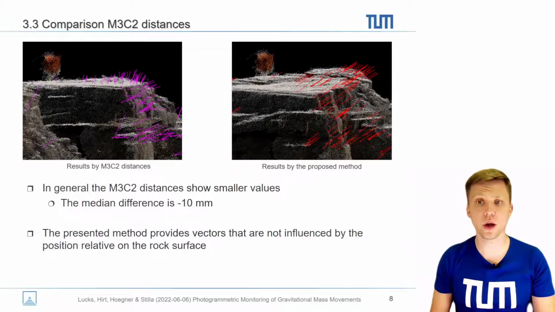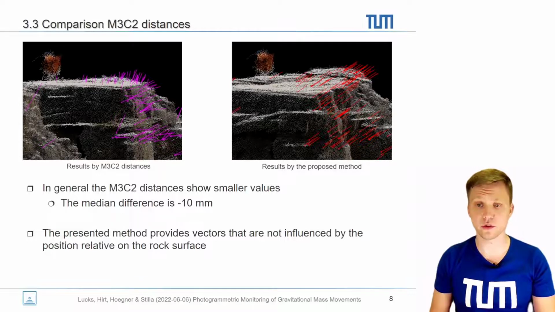Now we want to compare our results. On the left, we see the motion vectors obtained by the M3C2 distances, and on the right, the vectors of our method. The results differ in the absolute values. In general, the M3C2 distances show smaller values, besides some outliers. The median difference is minus 10 millimeters. But also in the direction of the vectors, we can see some difference.